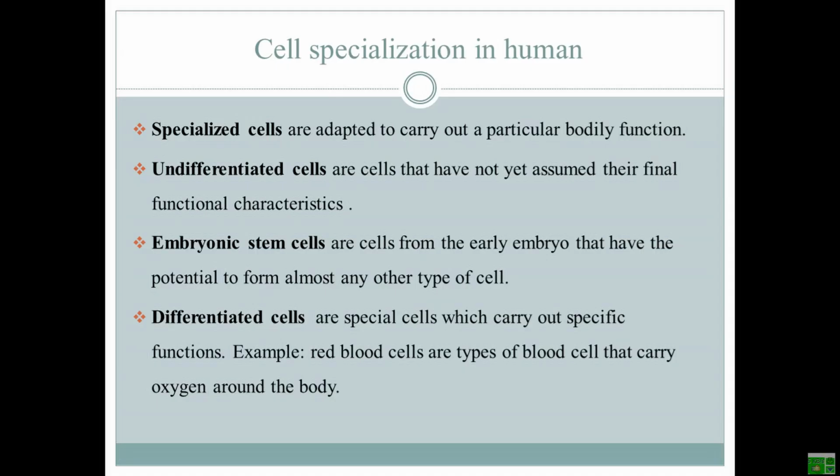So specialized cells are cells that are adapted to carry out a particular bodily function, and undifferentiated cells are cells that have not yet assumed their final functional characteristics. Embryonic stem cells are cells from the early embryo that have the potential to form almost any other type of cell. Differentiated cells are special cells which carry out specific functions. Example: human red blood cells are a type of blood cell that carries oxygen around the body.